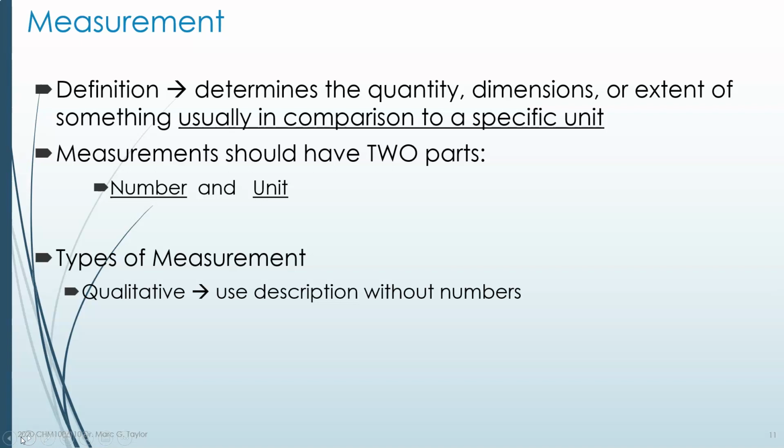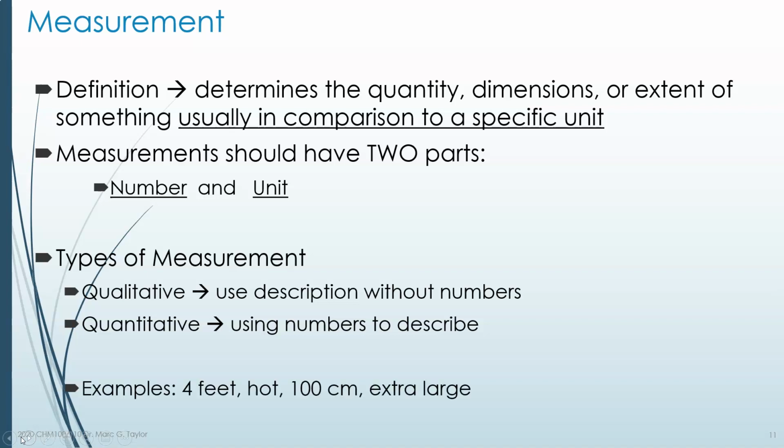So types of measure come into two categories. Qualitative, where you're using a description without numbers, and quantitative, where you're using a description with numbers. So examples would be 4 feet. This is quantitative. It has a number in it. Hot, it's qualitative. It's just description with words. 100 centimeters. Well, you have a number and a unit. So it's pretty obvious that that's a quantitative measurement.